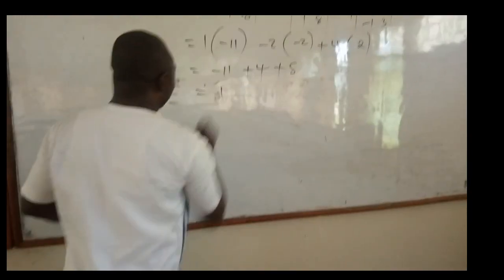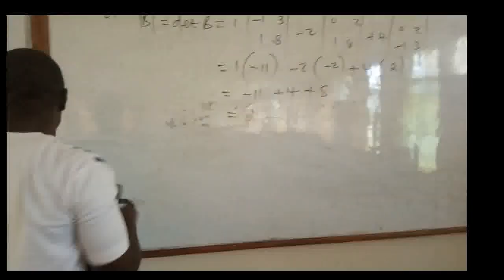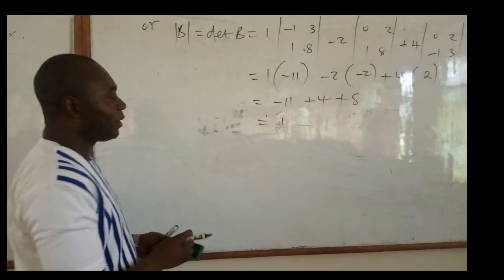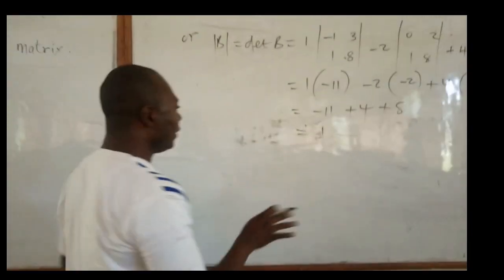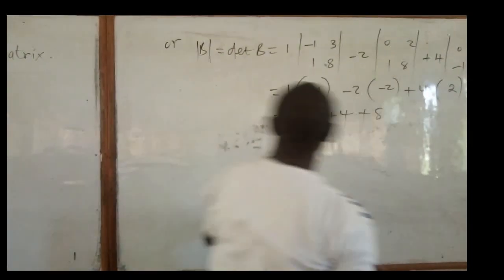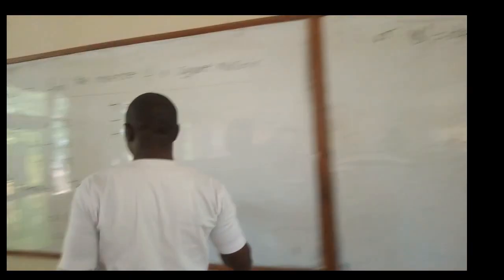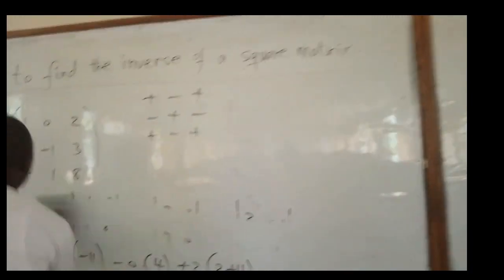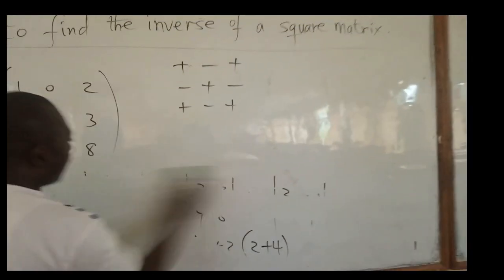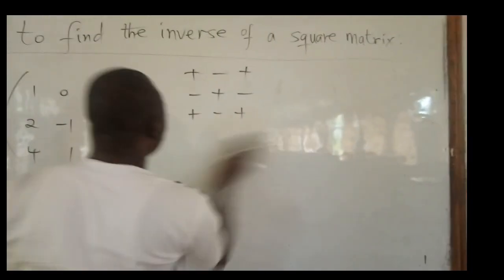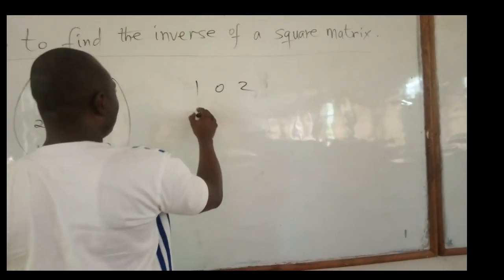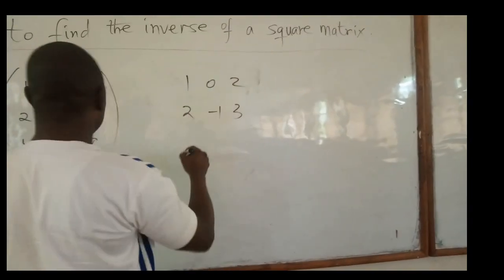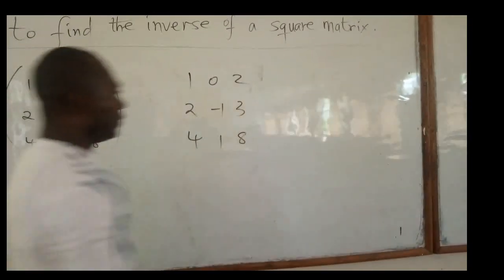Now, there is another way of finding the determinant. In that method, you use what you call the Sarrus method, and I want to quickly demonstrate that. In the Sarrus method, let me clean what I've already written here. This is the given matrix: 1, 0, 2, 2, negative 1, 3, 4, 1, 8.